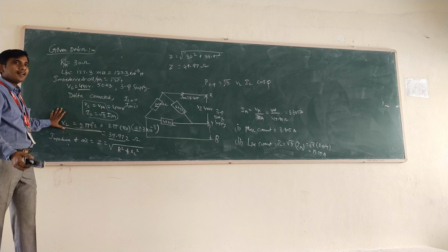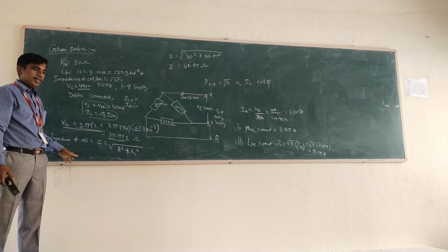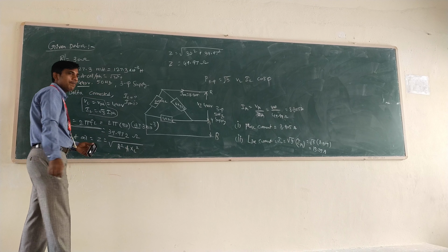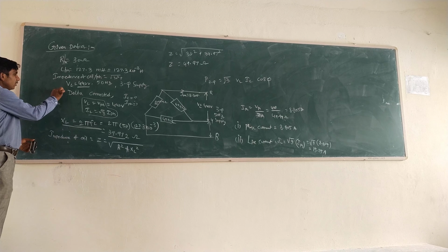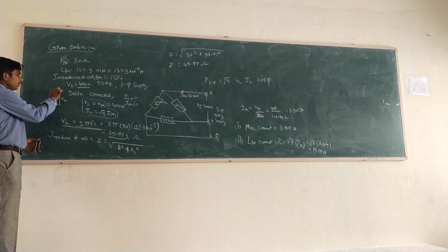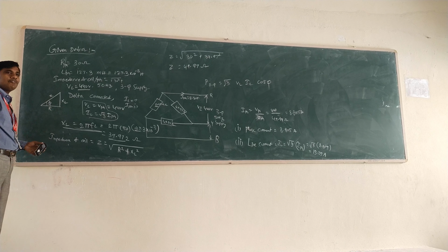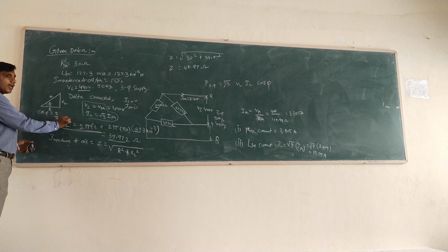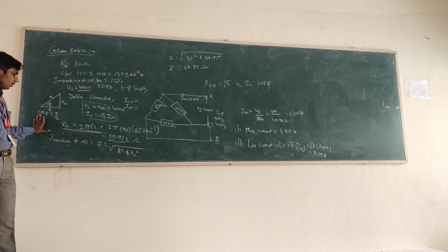From that, we can calculate impedance of the coil. Impedance Z equal to square root of R square plus XL square. You know the impedance triangle? First of all, we have to remember this is R, this is XL, this is Z, and this is phase angle phi. If you want power factor, cos phi equal to R by Z. This we have to remember.